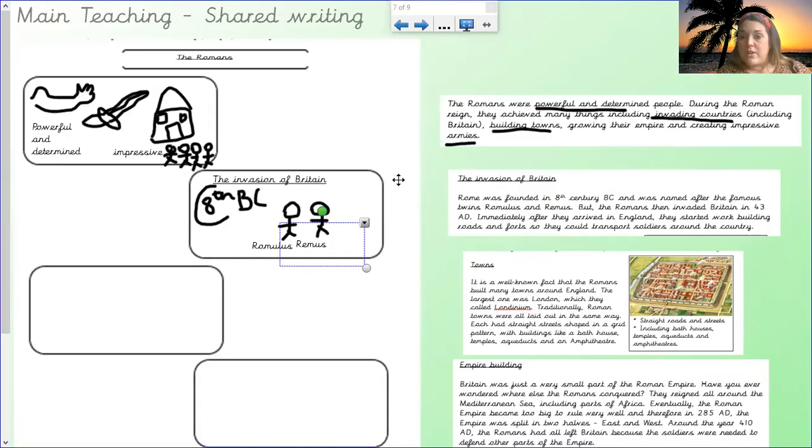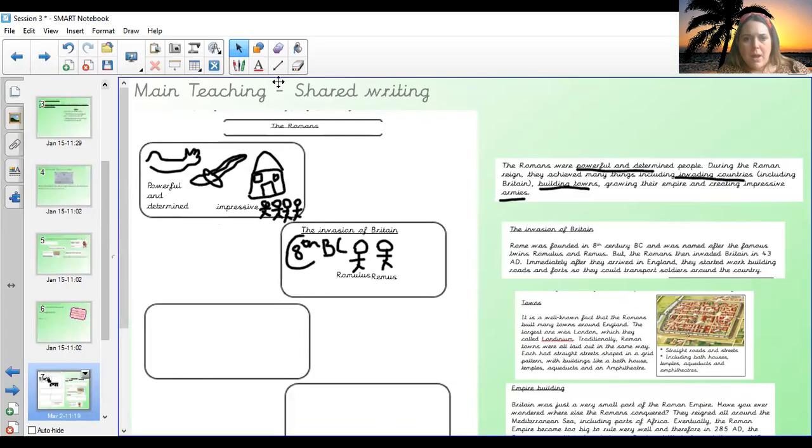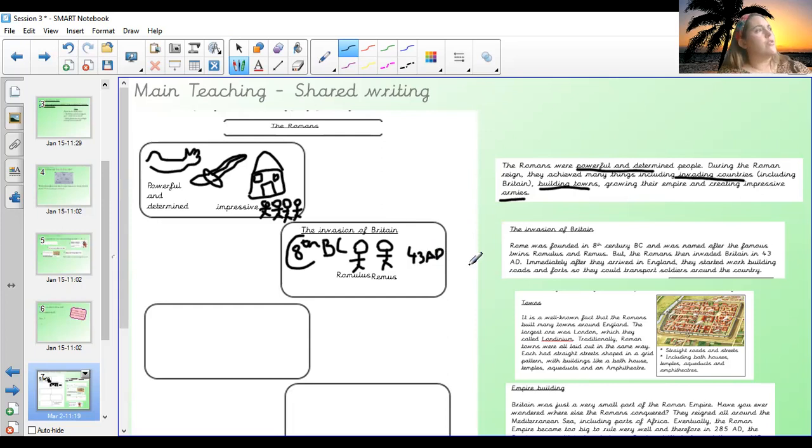But the Romans then invaded Britain in 43 AD. Let me move Romulus and Remus up a little bit. And I'm going to get my pen back. I'm going to put 43 AD. Invaded Britain. What shall I draw for that? I'm going to draw a sword again. Okay. So that's my invaded Britain picture.